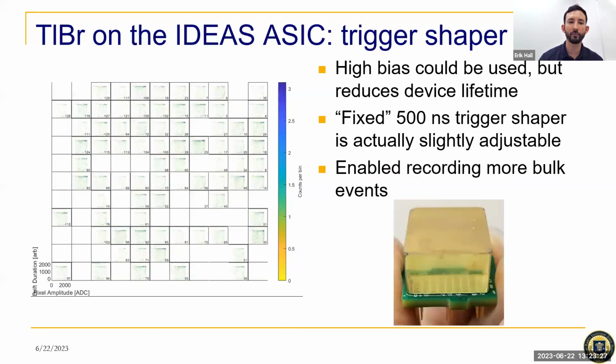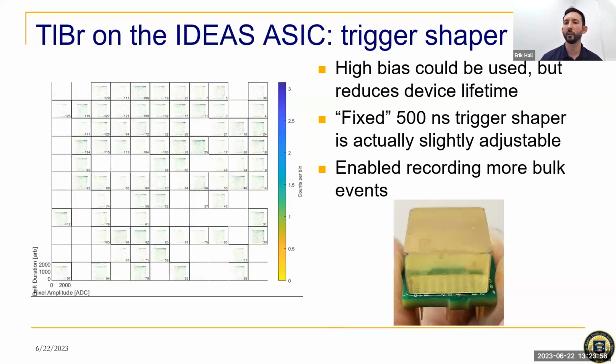So a problem that we found when we were operating thallium bromide on the Ideas ASIC is that a lot of the settings were designed to be flexible, to be used with a lot of different semiconductor materials. But this one factor, the trigger shaper, seems less than ideal for use with slower materials like thallium bromide.